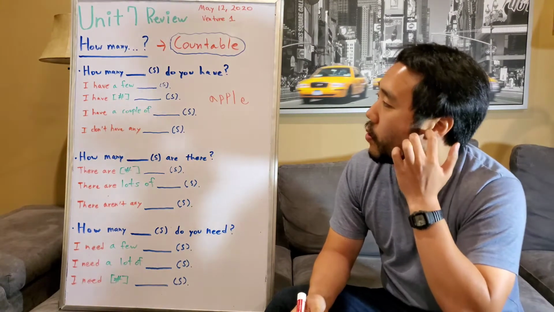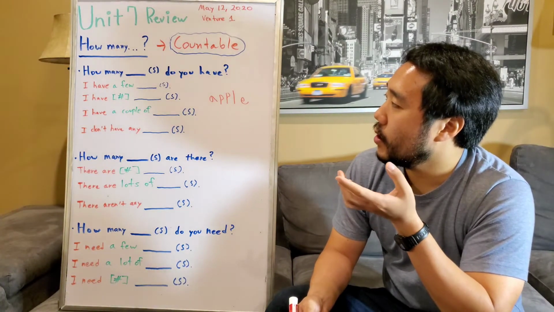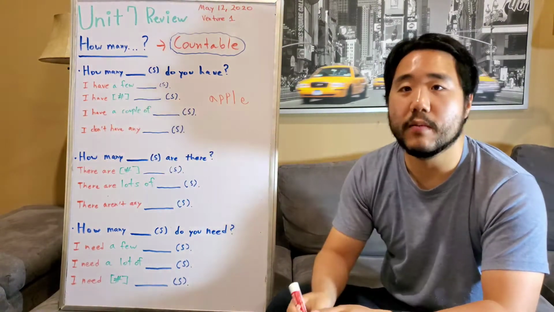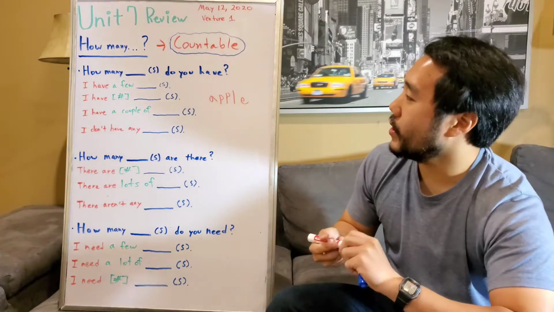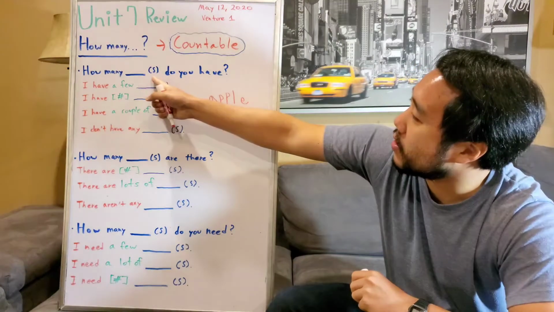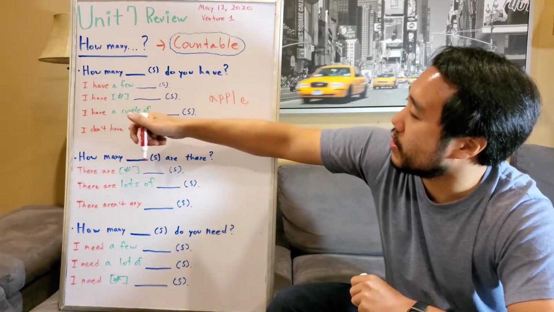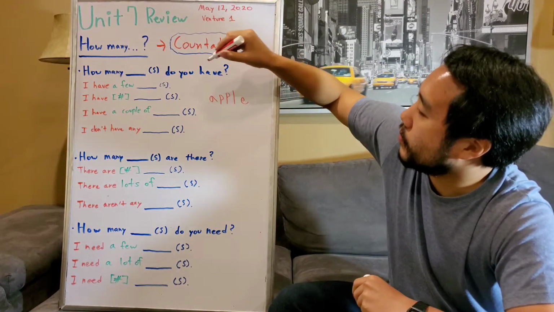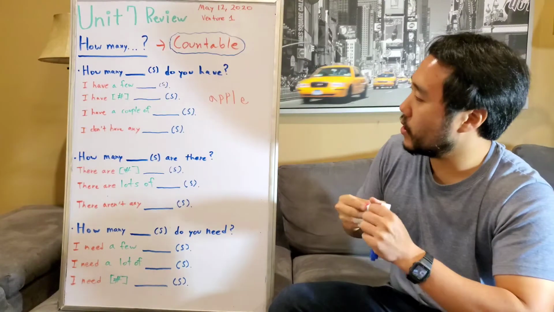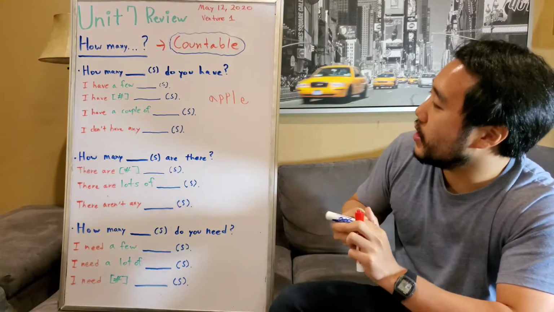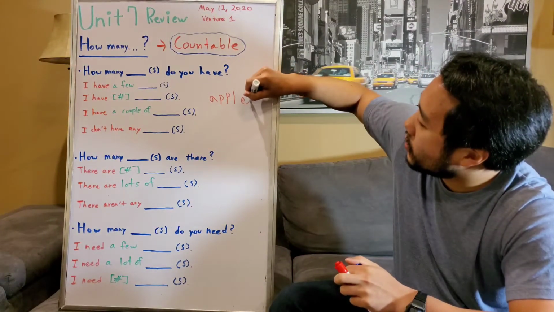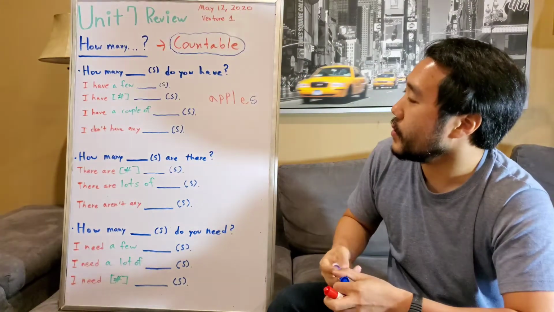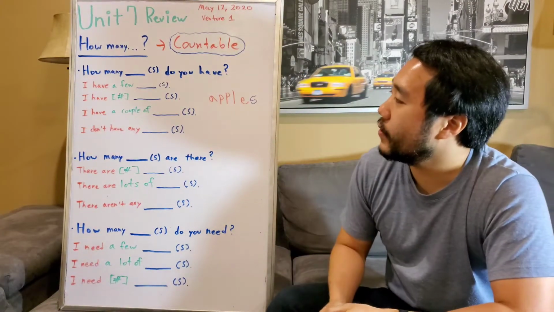When we use a question with how many, the noun has to be in plural form. So how many apples? That's why I have a parentheses and a letter S in there. So here, it'll be apples. I'm actually going to write it here. How many apples? A-P-P-L-E-S. How many apples do you have?